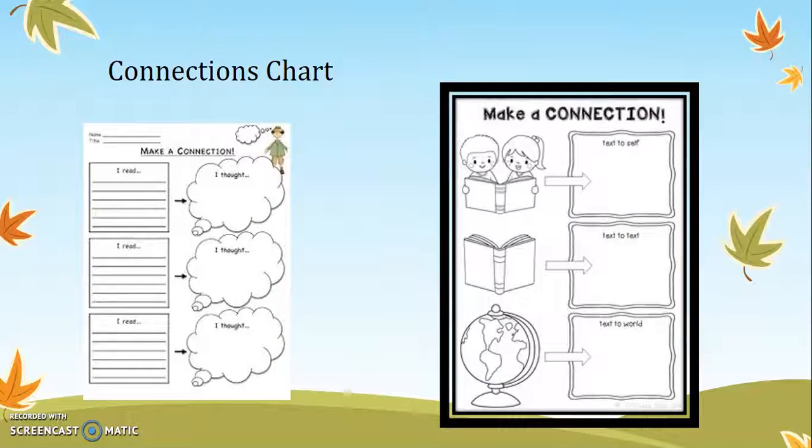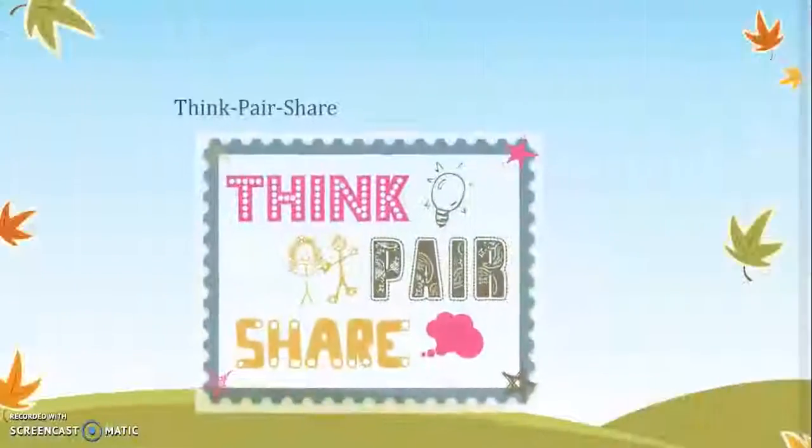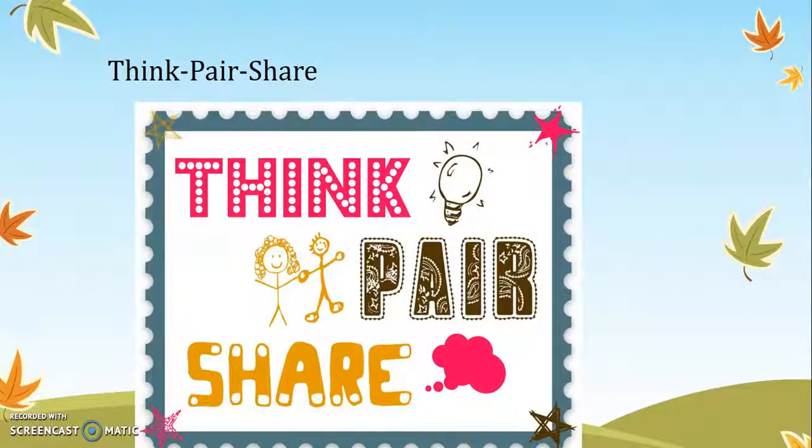So the connections chart is to get them thinking, how can they connect to the reading, or how can they connect to the topic of the lesson. So you have text to self, text to text, and text to world. Then my ultimate favorite, think, pair, share.